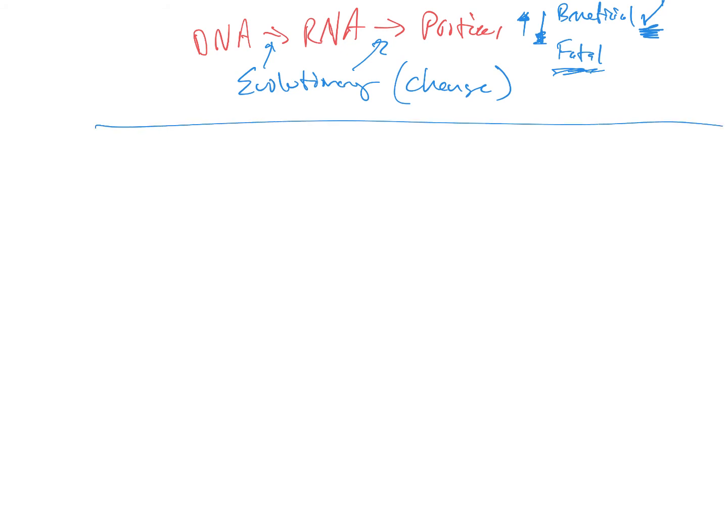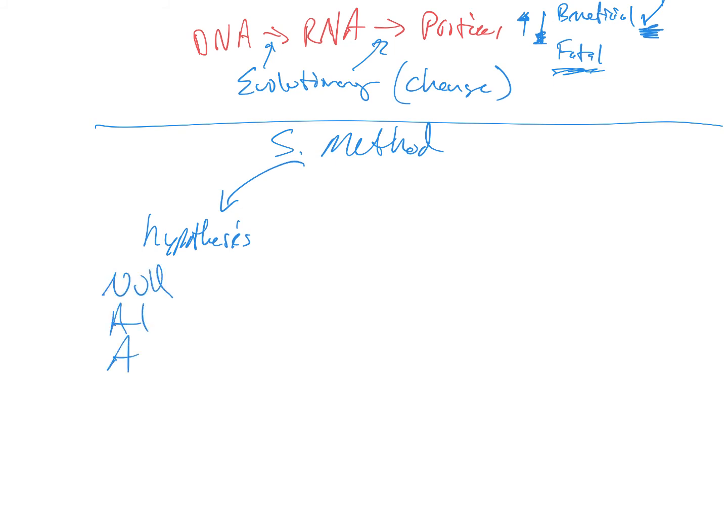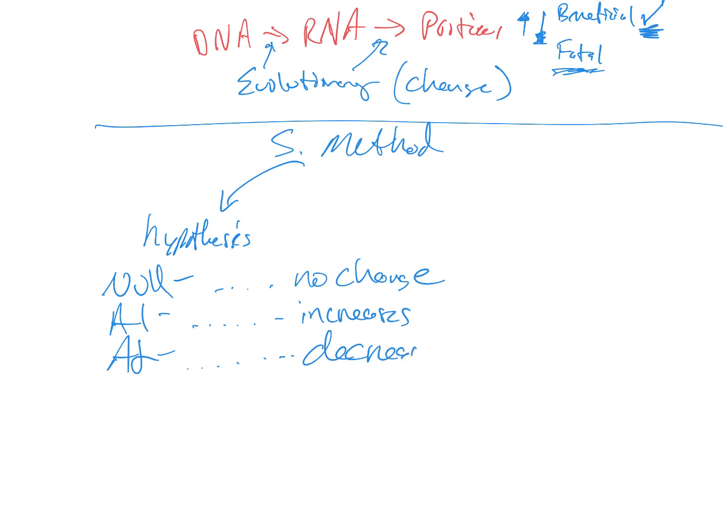The next part is on the scientific method. The part to understand here is that you guys did some hypothesis writing in 10th grade. If you remember the null hypothesis, the alternative 1, and the alternative 2. The null is something, something, something, no change. Alternative 1 is something, something, something increases. And alternative 2 is something, something, something decreases. If you remember those phrases, we're going to apply those when we write hypotheses.